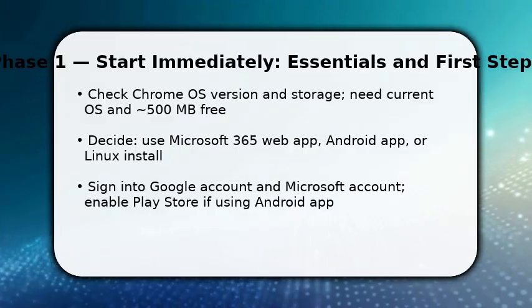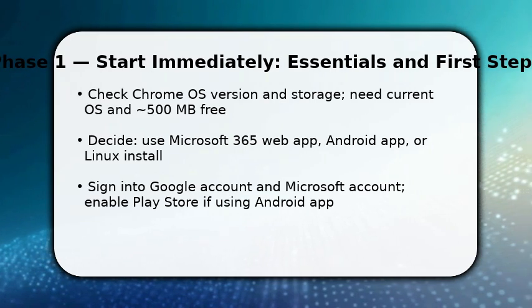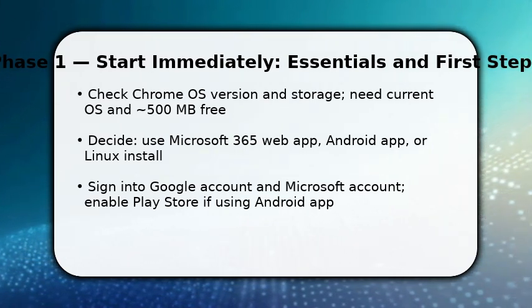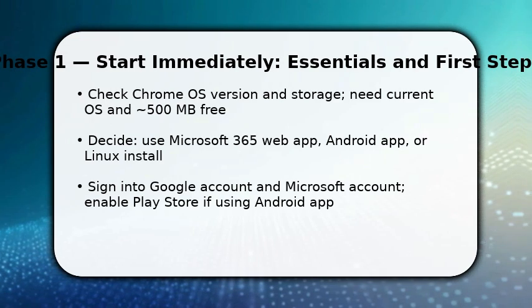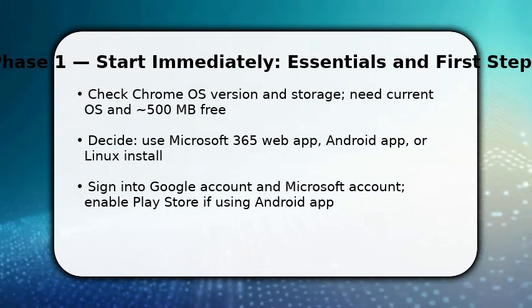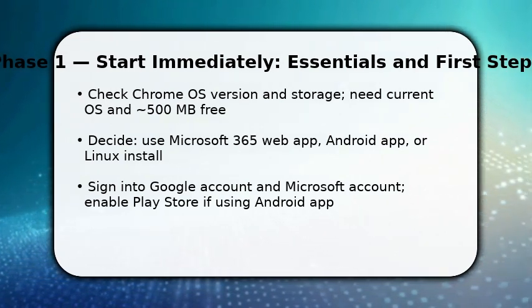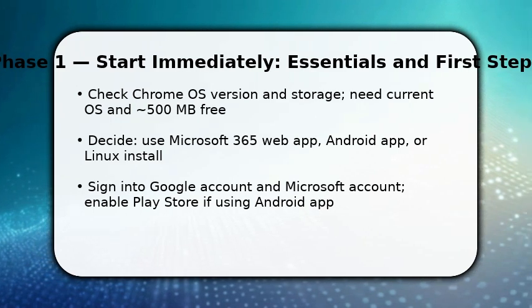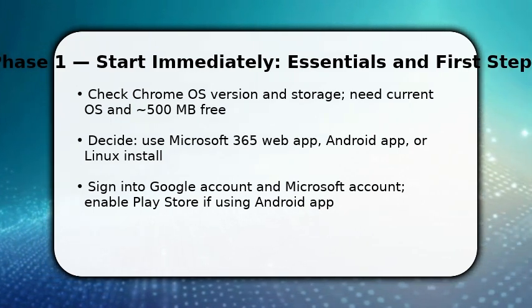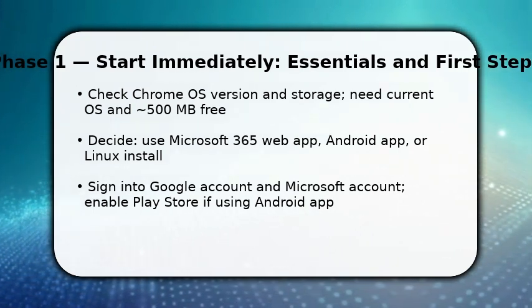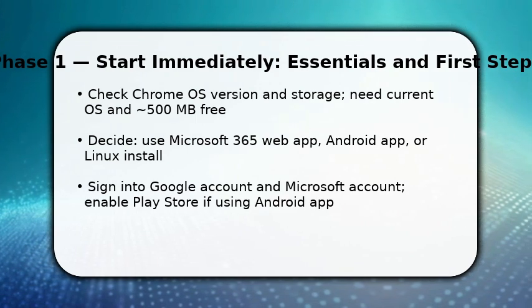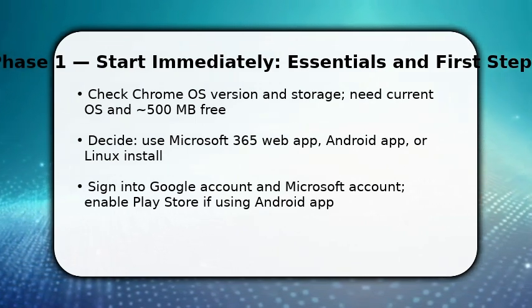You start by confirming essentials. Your Chromebook runs the latest Chrome OS and has about 500 MB free space because updates and caches need room. Next, choose a path: Microsoft 365 web app, Android PowerPoint app, or Linux package. Each has trade-offs in offline access and feature parity, so pick based on whether you need full desktop features.